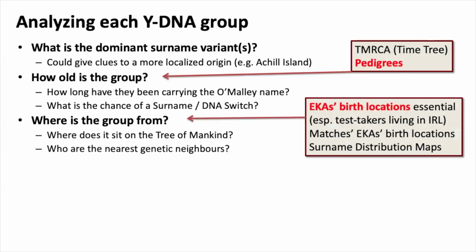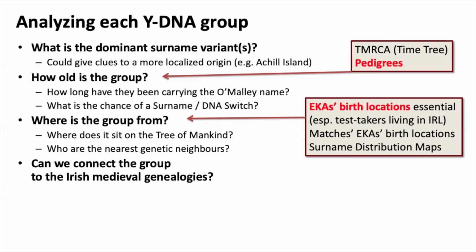Where is the group from? Various pieces of information give us clues, like the birth locations of the earliest known ancestors of everyone in the group, which can be very informative. Also, look at who the genetic neighbours are on adjacent branches, look at their surnames, and then look at where those surnames occur on surname distribution maps. So a name like Kilcoyne, for example, which I think is very common in... I'm trying to think which group it is. One of the groups has a lot of them. I think I have a slide anyway, but you'll see Kilcoyne is very Galway, Mayo.